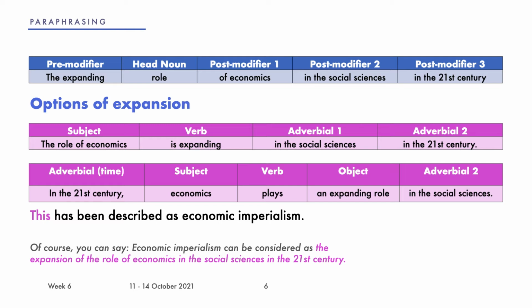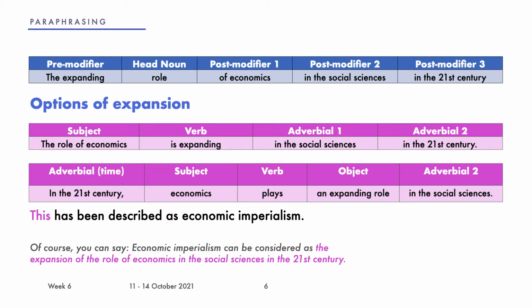So perhaps you can start a sentence with the prepositional phrase about time, which is the adverbial about time, in the 21st century. And then you have economics, which takes the subject position. And then you can keep using expanding role. So you have to think about the verb that would link the subject and object together. You may choose has, or maybe you can say plays. So you can say, in the 21st century, comma, economics takes or plays an expanding role in the social sciences.